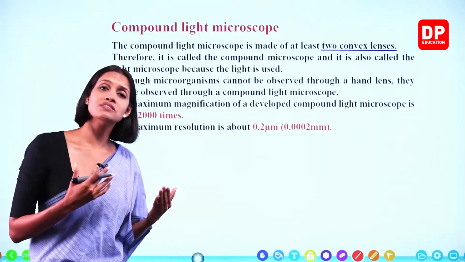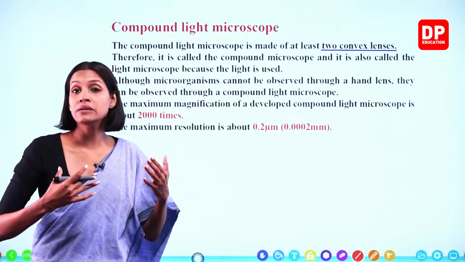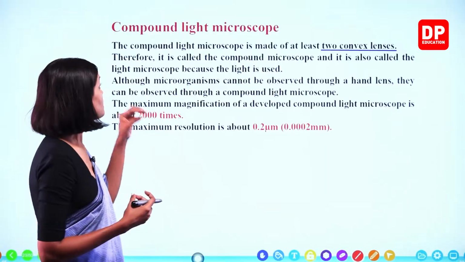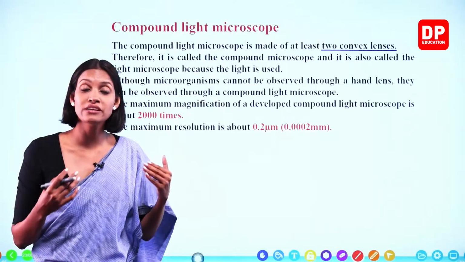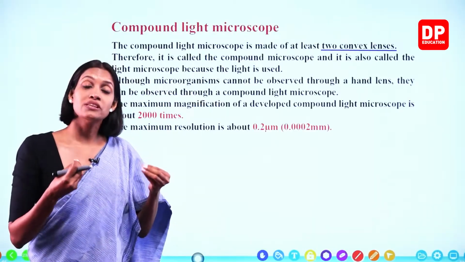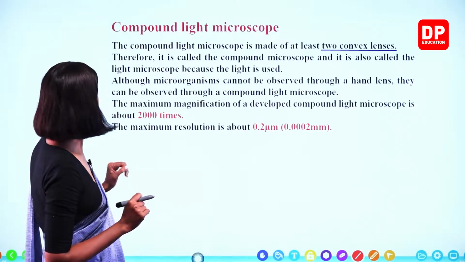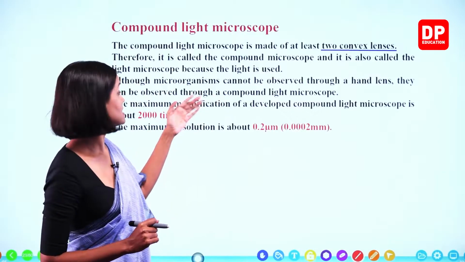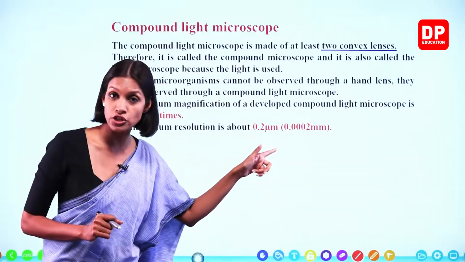Right? So using the simple microscope, we can magnify or get a bigger image of smaller objects. But when you use the compound light microscope, we can magnify objects or things that cannot be seen by the naked eye. So although microorganisms cannot be observed through a hand lens, they can be observed through a compound light microscope.